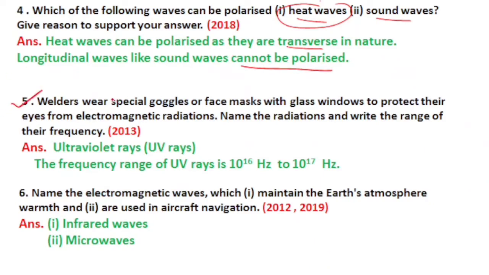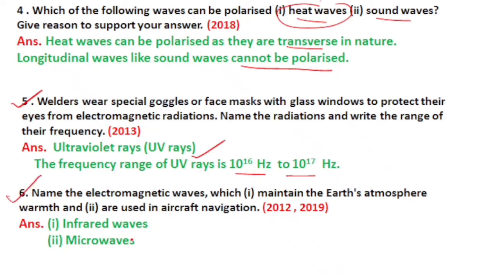Next question number 5, welders wear special goggles or face masks with glass windows to protect their eyes from electromagnetic radiation. Name the radiations and write the range of their frequency. Which radiation is harmful for eyes? Yes, ultraviolet rays, right? And its frequency range is from 10 to the power 16 Hz to 10 to the power 17 Hz. Hope it's clear to all of you.